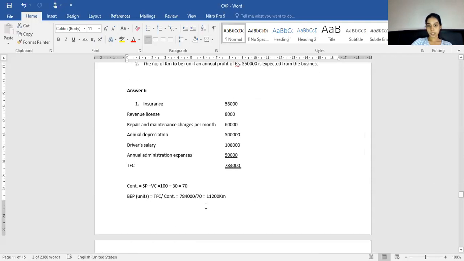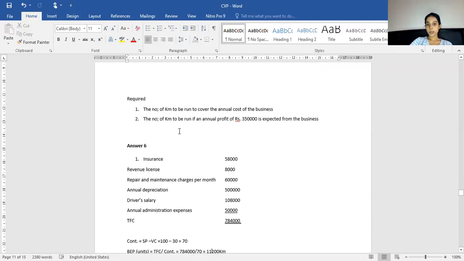Okay. So here you can see variable cost as 30, selling price as 100. So our contribution will be 70. Okay. So our total fixed cost is 784,000 divided by 70 of contribution. Our break-even number of units would be 11,200 kilometers.